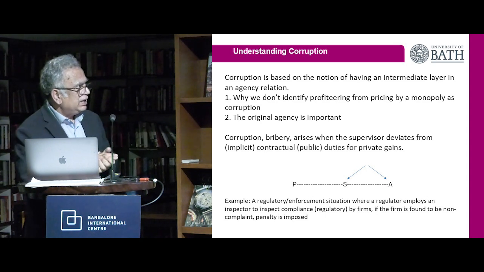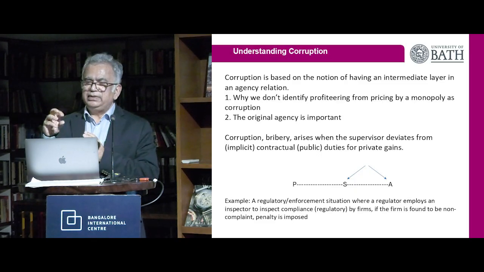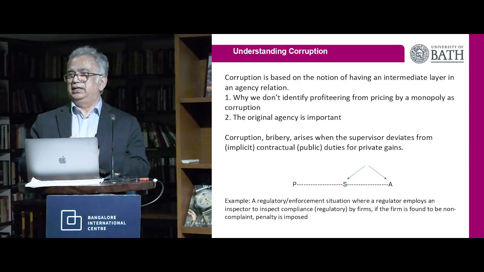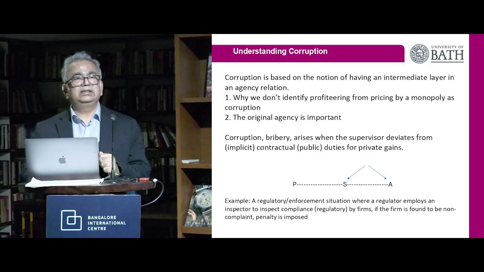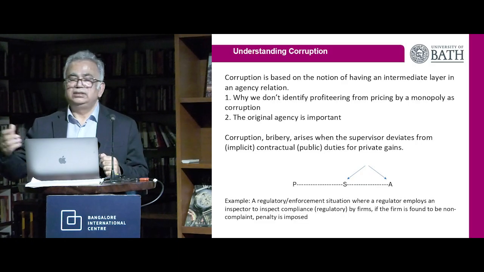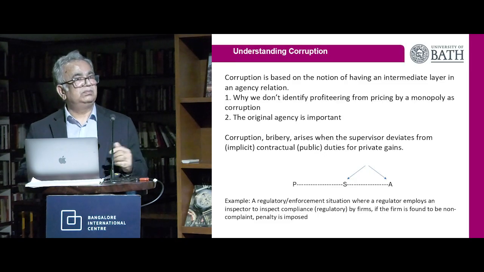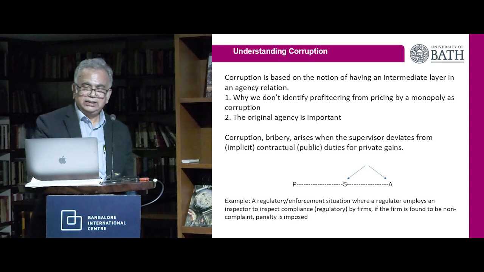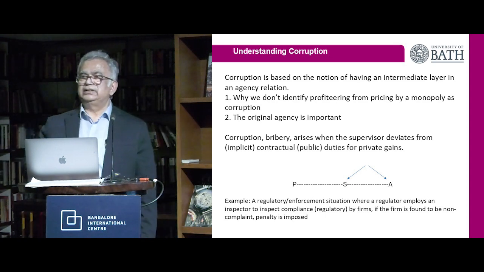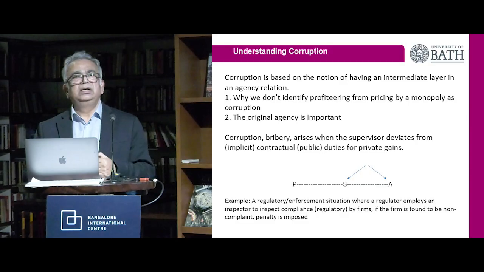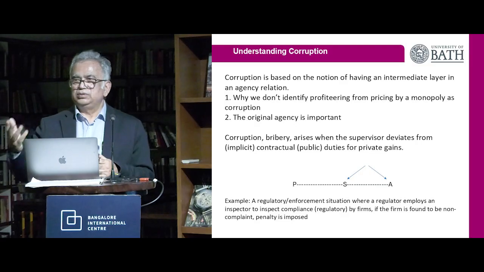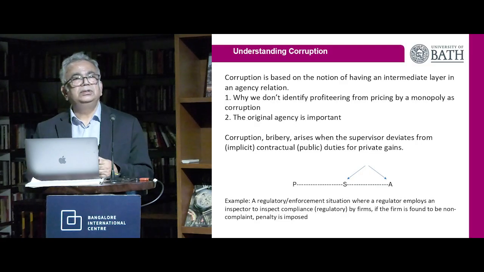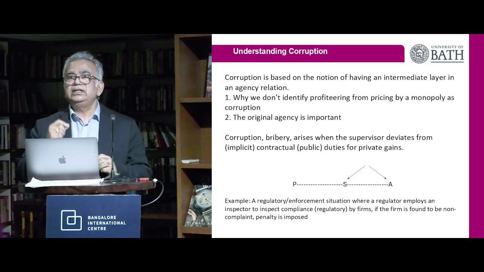Now, corruption is based on the notion of having an intermediate layer in any agency relationship. So it's your politicians, let's say, that's one agency relationship, and there is an intermediate layer, let's say the government officials. It could be the government, the National Health Service, and the citizens of the UK. That's an agency relationship, but there is an intermediate person, an agent, in charge of maintaining this agency relationship. So it's the intermediate layer.